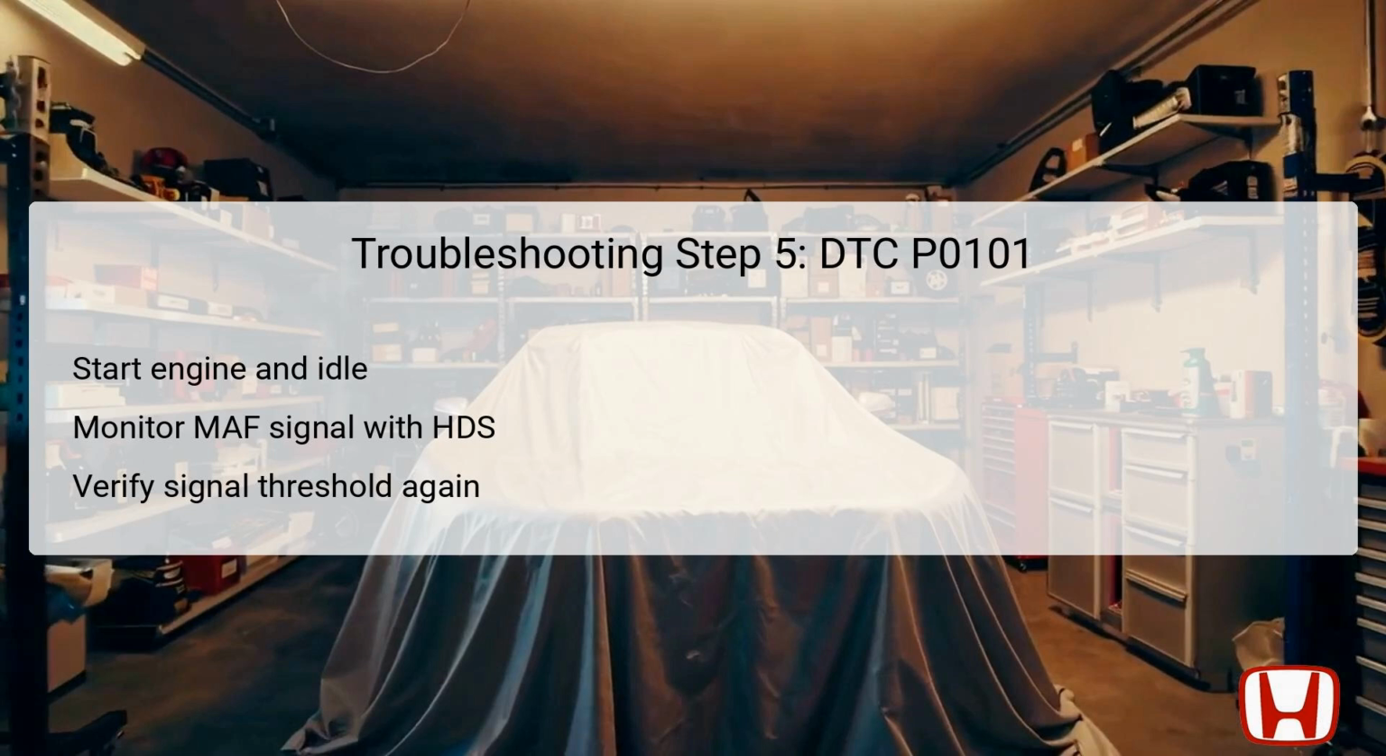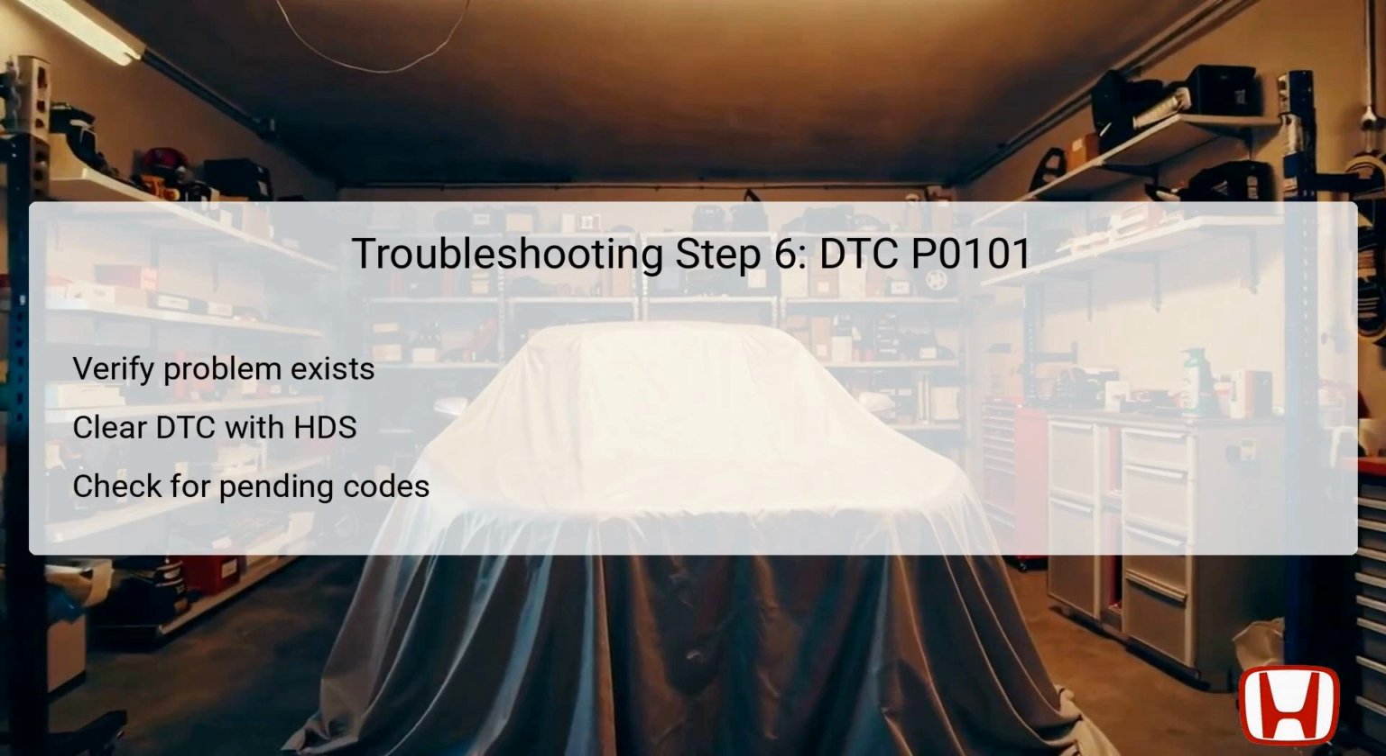If the signal is within the specified range, it suggests the MAF sensor is working appropriately, whereas readings outside this range would indicate a malfunction, prompting the need for sensor replacement. This further supports the accurate assessment of the MAF sensor's condition while under operational circumstances.